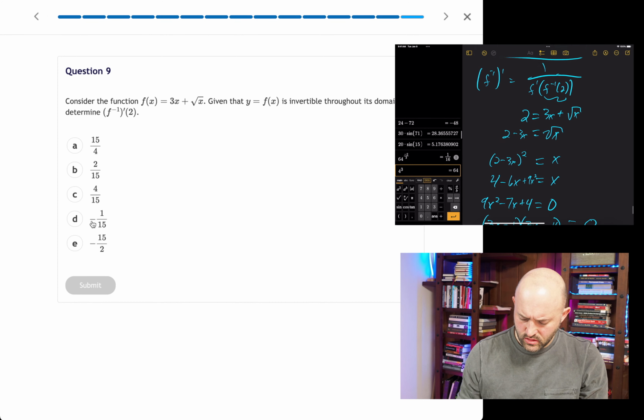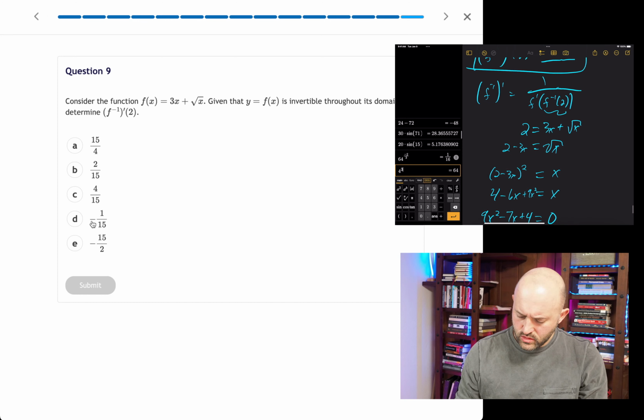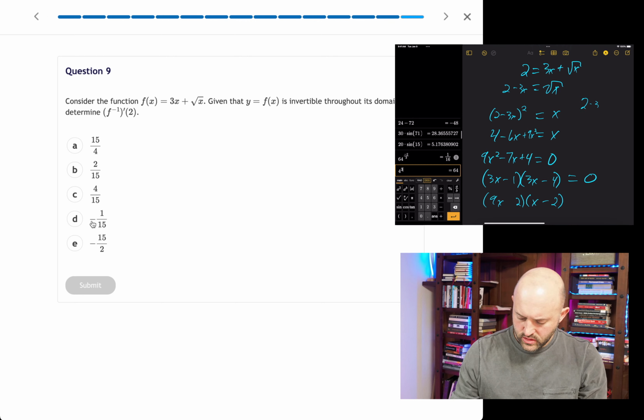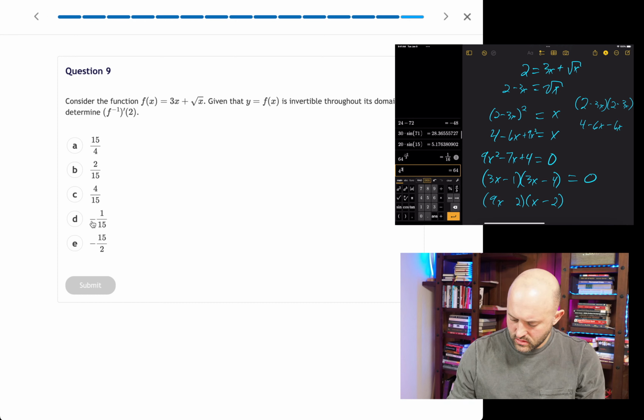Solving the right question here? The inverse of 2 equals whatever is when 2 equals 3x plus the square root of x. Throw that over, square it. And it's 4. 2 minus 3x times 2 minus 3x. 4 minus 6x minus 6x plus 9x squared. I am not solving the right question.